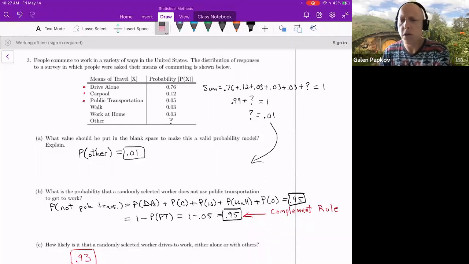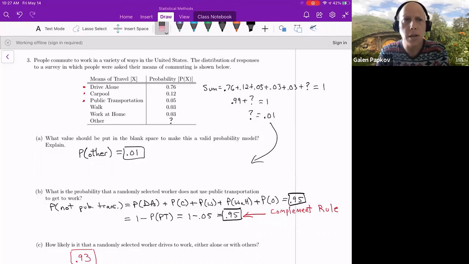Okay, so hopefully you gave a sincere effort at completing problems 3 and 5. Let's go through these pretty fast. So 3 is looking at different ways of commuting to work. And part A asks what value should be in the blank, or where I put a question mark. So the probability of taking some other means of travel.